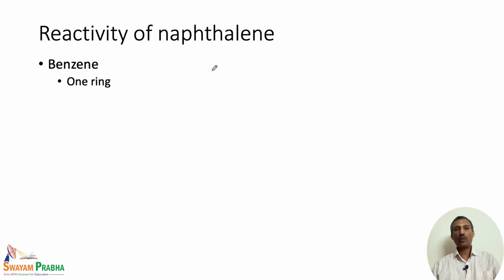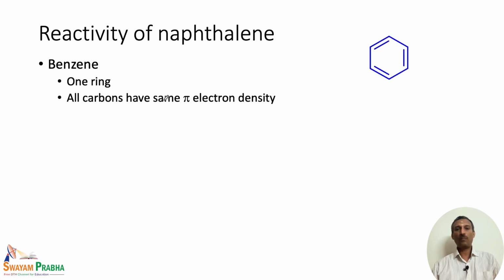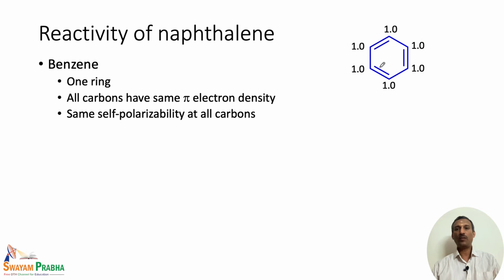We are going to compare the reactivity of naphthalene with benzene, because benzene is the basic or the simplest aromatic unit, and naphthalene is simply the next homologue of benzene, with one more additional ring added. For simplicity, we can compare the reactivity of benzene and naphthalene to understand how naphthalene reacts with other substrates. In benzene we only have one ring, and all the carbon atoms have the same pi electron density, represented as 1 here, and they have the same self polarizability at all carbon atoms.